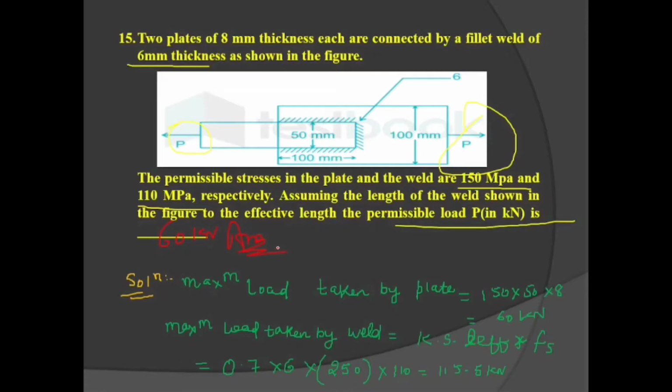Okay. So my dear students, in this particular type of problem we discussed how to calculate the maximum load taken by the weld material and the permissible load. Permissible load is the minimum of these two values. Okay. Now let's move towards our question number 16.